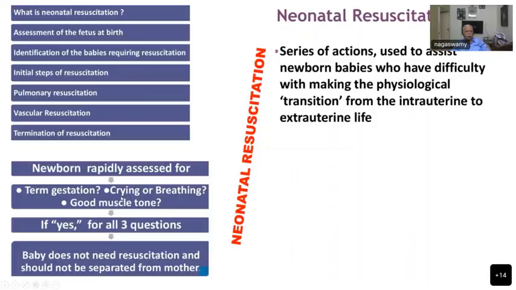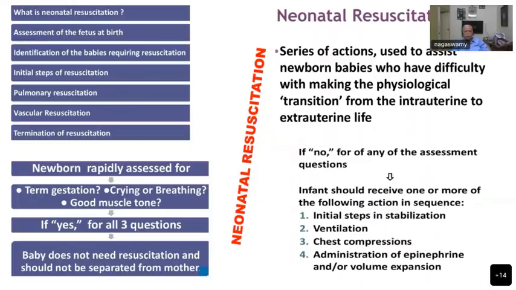And after birth, these are the two things we have to find out: whether the child is crying immediately and having good muscle tone. If all three questions are yes, it doesn't require any resuscitation. You can just take care of it as a normal baby. Whereas if the answer is no for any of them, the infant should receive one or more of the following actions.